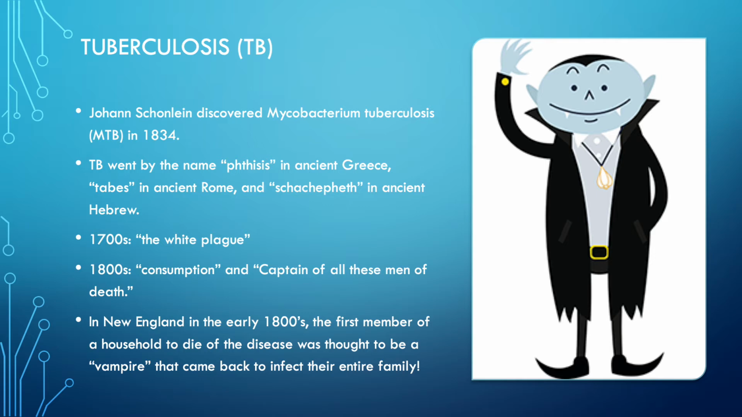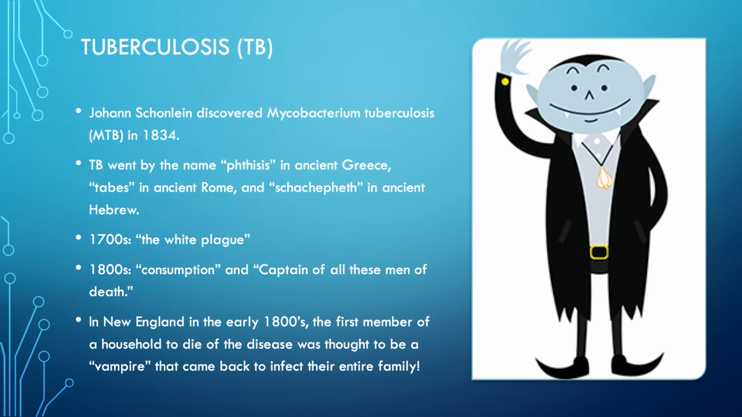Although Johann Schönlein coined the name tuberculosis in 1834, it is estimated that Mycobacterium tuberculosis, or MTB, may have been around for as long as 3 million years. In ancient Greece, TB was called phthisis, it was called tabes in ancient Rome, and shashpeth in ancient Hebrew. By the 1700s, TB was called the White Plague due to the paleness of patients, and even after it had gotten its official name in the 1800s, it was commonly called consumption and captain of all these men of death.